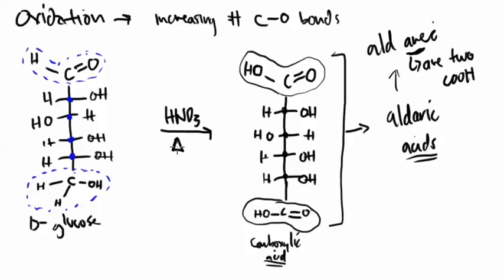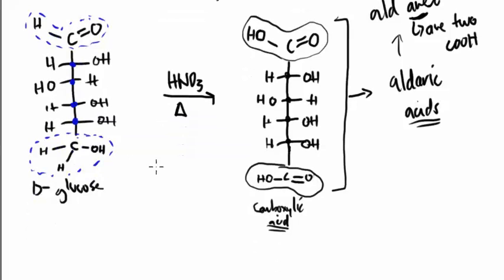So if I take a sugar, I add nitric acid to it, and I heat it up in a test tube, what will happen is that my C double bond O up here at the top turns into a COOH, and the CH2OH at the bottom turns into a COOH group. So two carboxylic acids, alderic acid. There are two carboxylic acid groups on the structure.